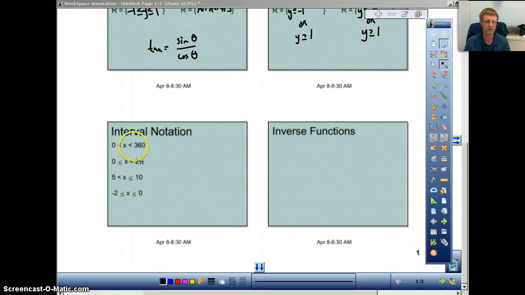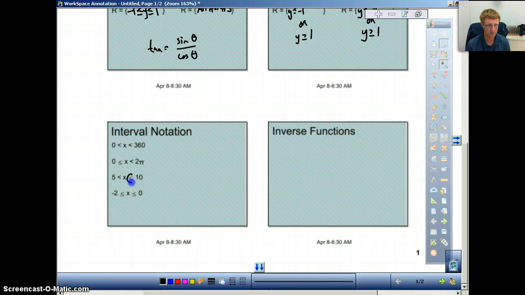So let's talk about the interval notation. We talked a little bit about this in class, but just pay attention to it. What this means is this is where our graph is going to be defined. On this one, it means x is in between 0 and 360. Here it means x has to be in between 0 and 2 pi. Here it means x is in between 5 and 10.